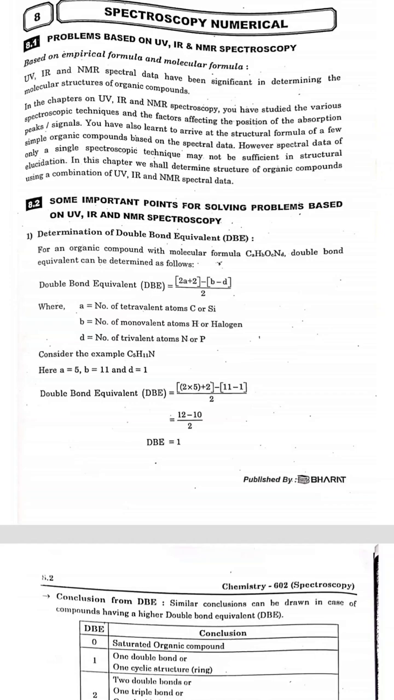Okay, so some important points for solving problems based on UV, IR, and NMR. First of all, we discuss UV. The important formula for UV is E = hν = hc/λ, where E is energy, h is Planck's constant, c is the speed of light, and λ is wavelength. A typical numerical question is to calculate the energy of radiation absorbed at 300 nanometers.